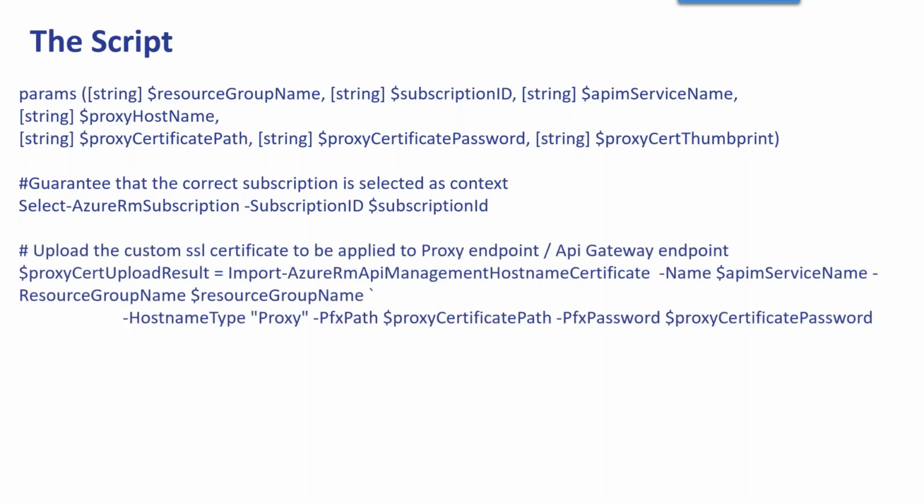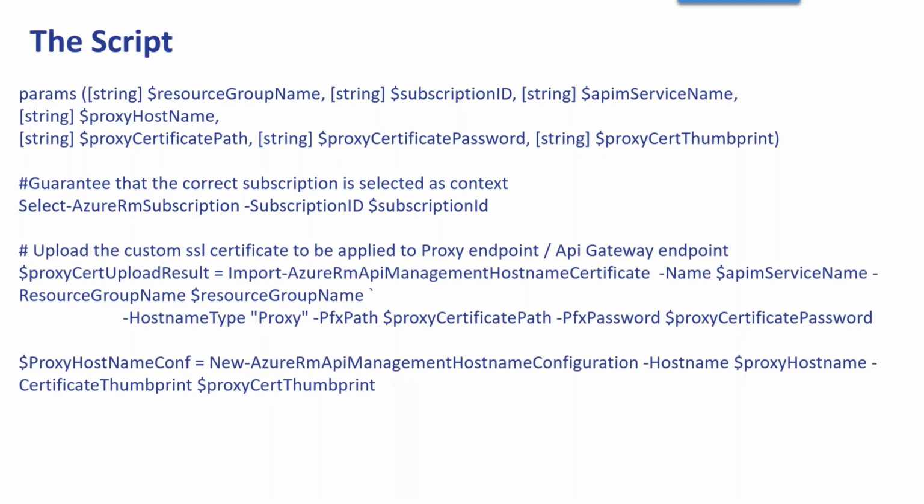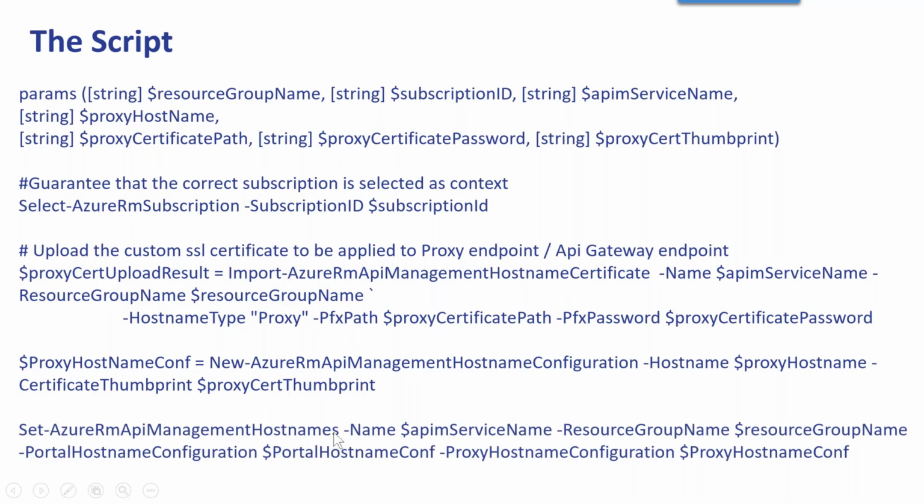Then you're going to upload the certificate, right? You're going to define the proxy host name configuration, saying this proxy host name has this name and this proxy is using that certificate. And after that, you're going to set up the API management set of host names.